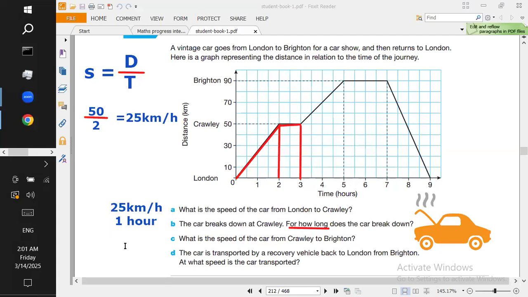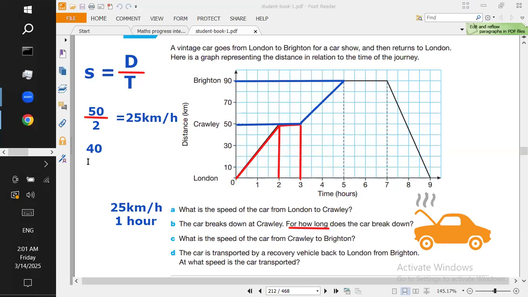Okay. Now, the next question, what is the speed of the car from Crawley to Brighton? So here, we're going to go from Crawley to Brighton. Let's take a look. This is Crawley from here, and this is Brighton over here. So first, we need to find the distance, and then we find the time. To find the distance, it started from 50 and ended at 90. So the distance is, very good, 40. When you subtract them, the distance is 40. Now you find the time, which is from 3, which is here, Crawley, and ended up here at 5. So these are 2 hours.